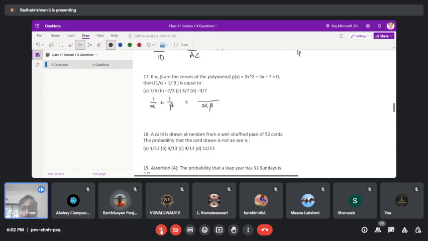So LCM. Wait. Let's just write the value of 1 by alpha plus 1 by beta. Yes, sir. Okay. So the LCM is alpha beta, and the numerator is alpha plus beta. In other words, you can write it as sum of roots divided by product of roots.